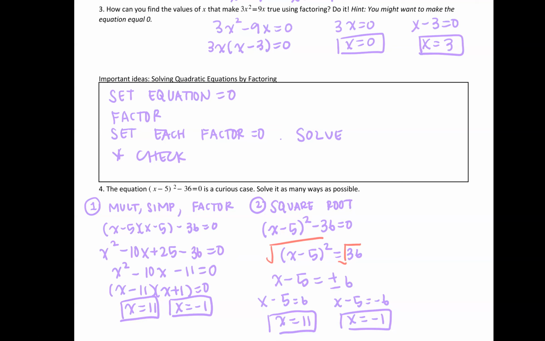Alright, this is one you probably did not notice, but the difference of two squares here.